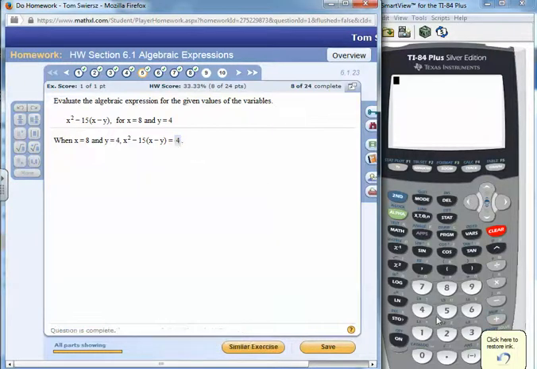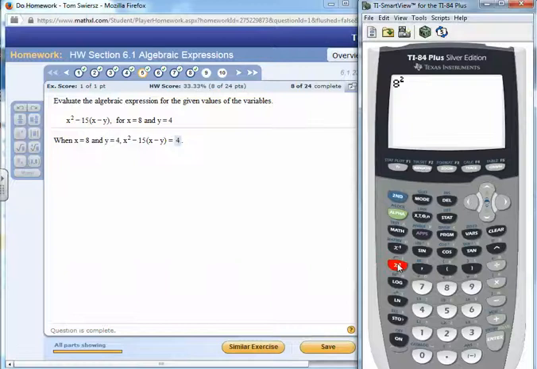And on the calculator, it's x squared, x is 8, squared, subtract 15 times, or left paren, x is 8, subtract y is 4, and there's our correct answer of 4.